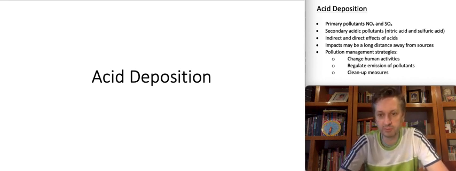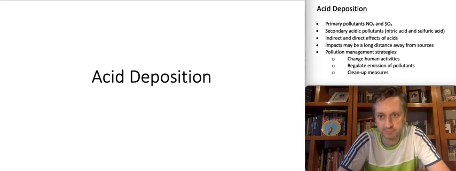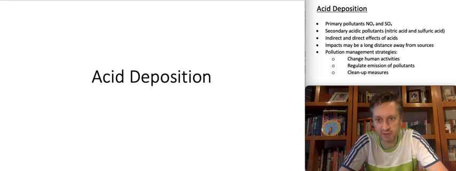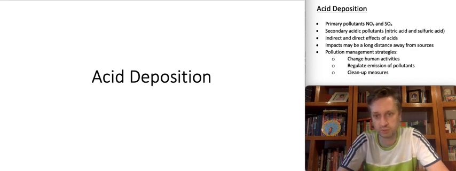I'll very quickly go through the main terms, which you can see above my head here. Number one, the primary pollutants that we'll look at are nitrogen oxides and sulfur oxides, which largely come from the burning of fossil fuels. Secondary acidic pollutants are formed if NOx and SOx dissolve in water, forming nitric acid and sulfuric acid, respectively. These acidic pollutants can have indirect and direct effects. We can talk about the effects on living things, or on soils, or on water bodies like lakes and rivers.